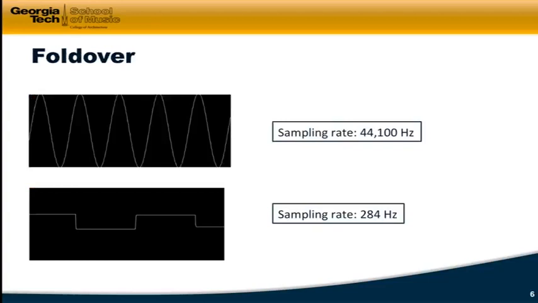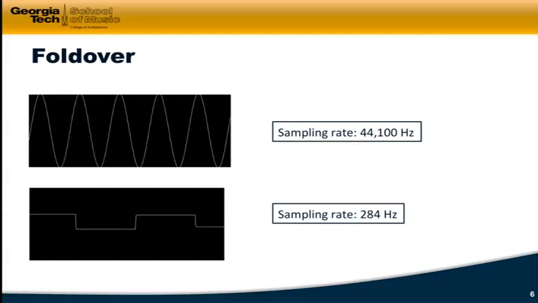So I want to talk briefly here about what happens if our sampling rate is too low. We get something called fold over. If our sampling rate is too low, it's not just that the frequencies above the Nyquist frequency, which is that highest frequency we can represent, disappear from our sound, but they actually turn into other frequencies in the sampling rate.